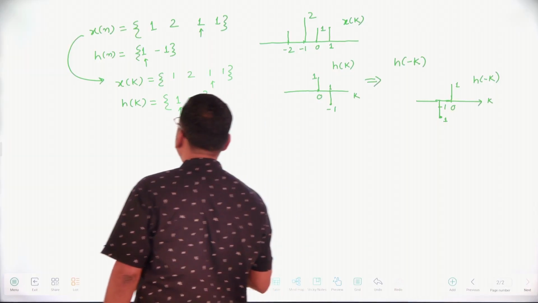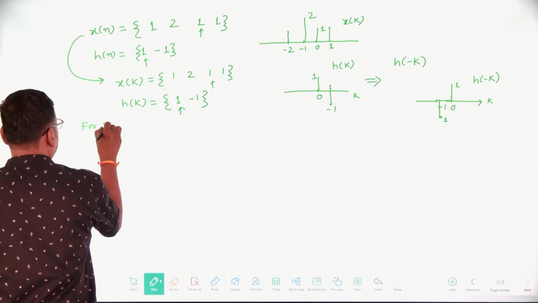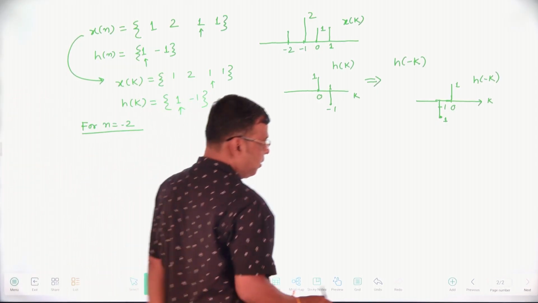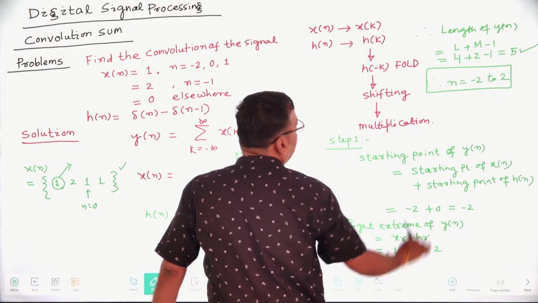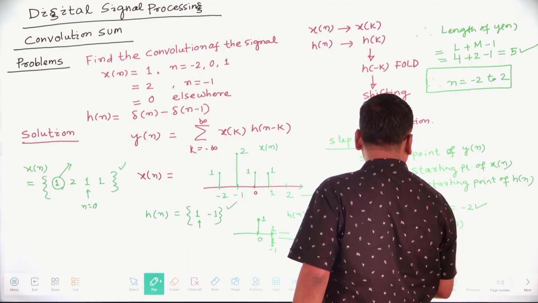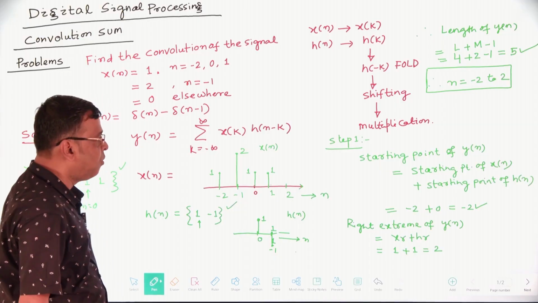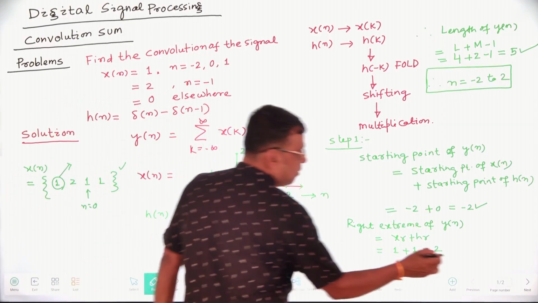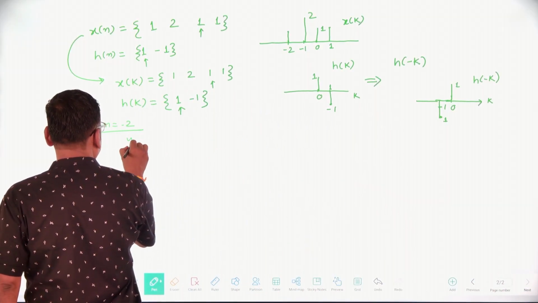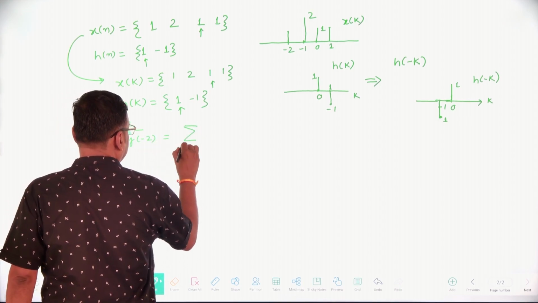For n equal to minus 2. Already I told you in the previous slide, our starting point is n equal to minus 2 to 2. This is your starting point of y of n, that is minus 2. First of all, we will calculate y of minus 2. So y of minus 2 is nothing but what?